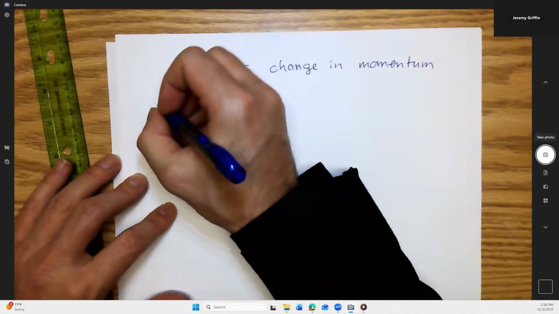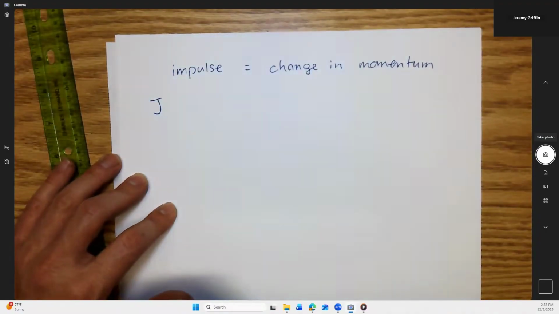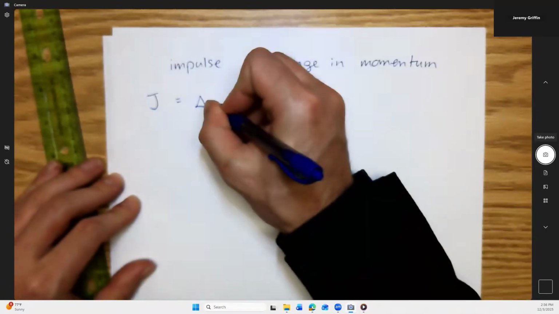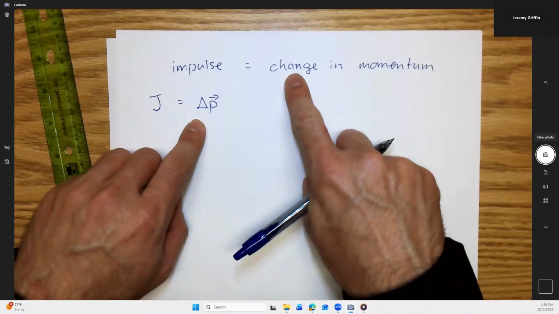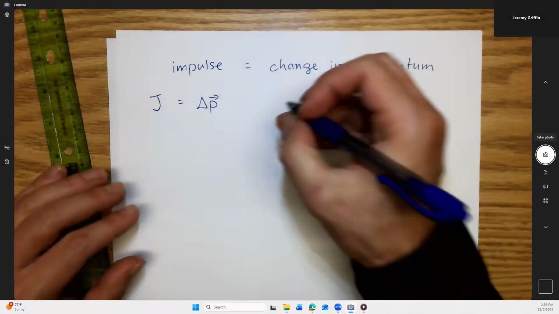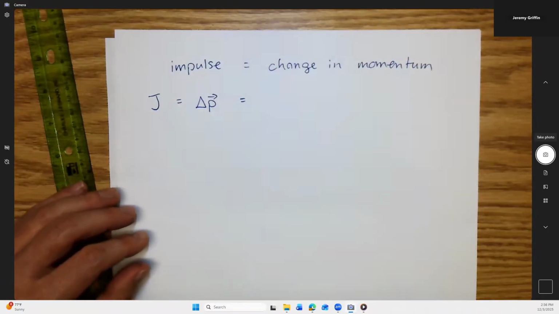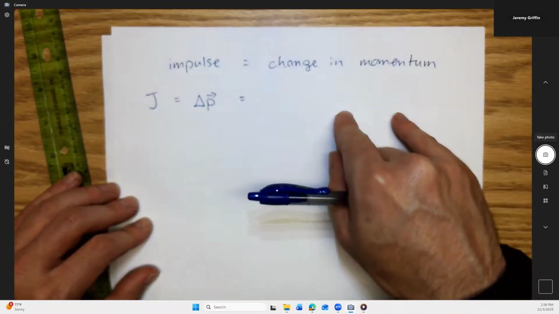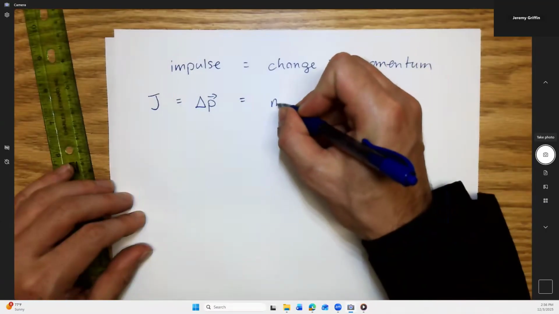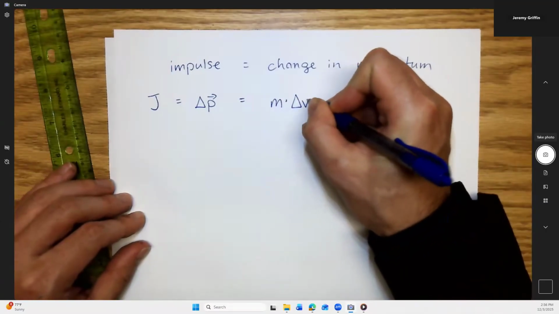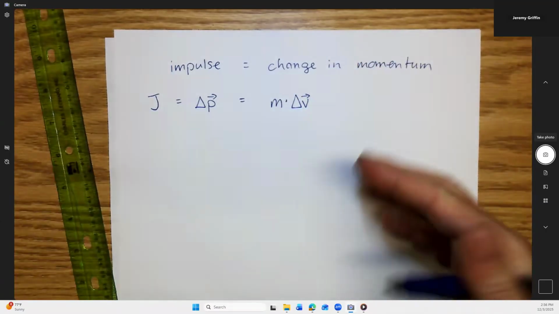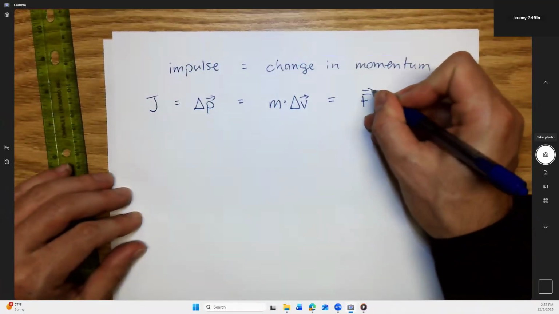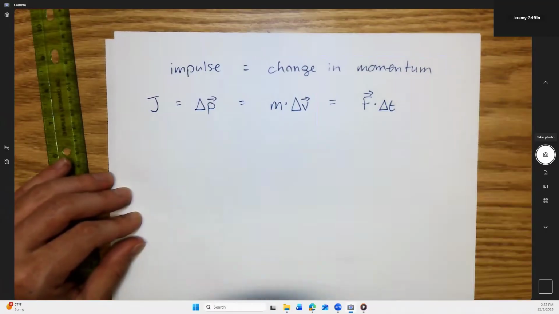Sometimes you see physics textbooks use capital J, and AP just reintroduced that too. A lot of times I'll just call it delta p, a change in momentum. And there are two expressions you guys have seen. This could be what times what? Mass times change in velocity, as long as you have a constant mass, which is usually the case. Or force times time, a force multiplied by the time interval that the force acts for.